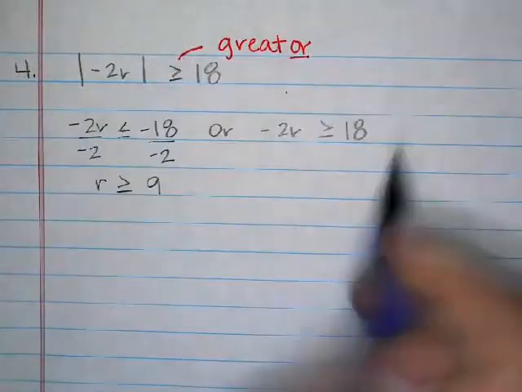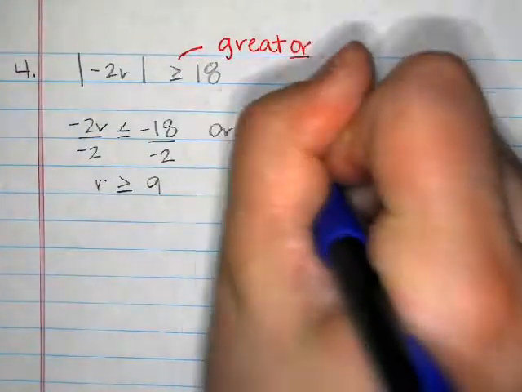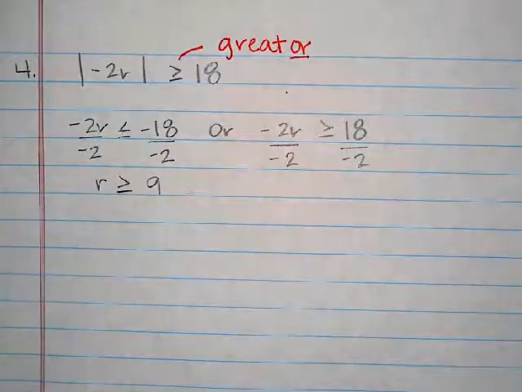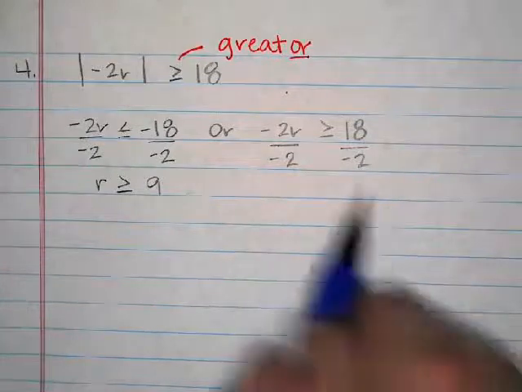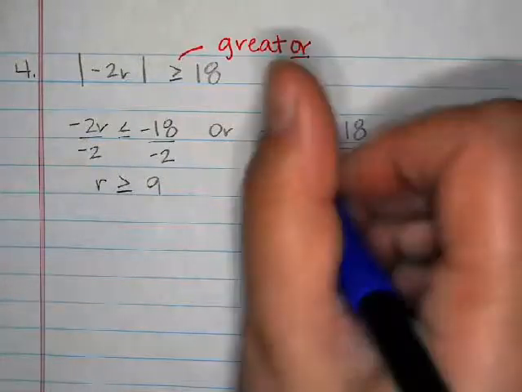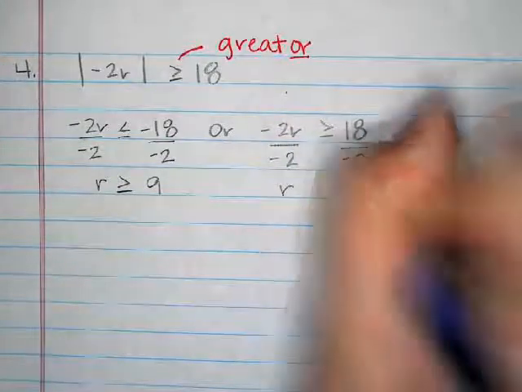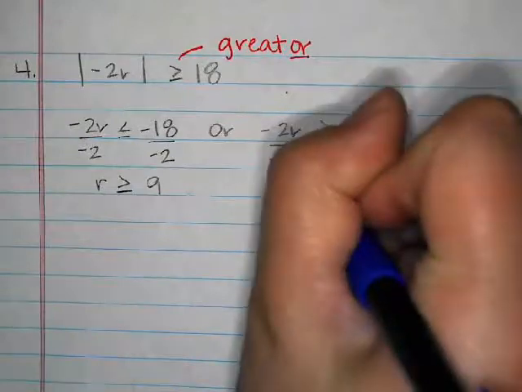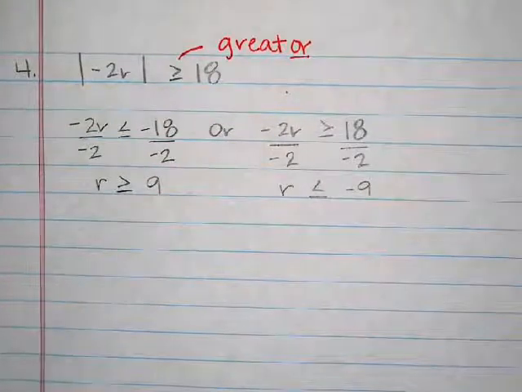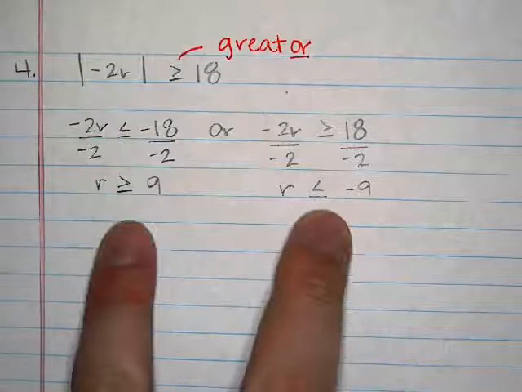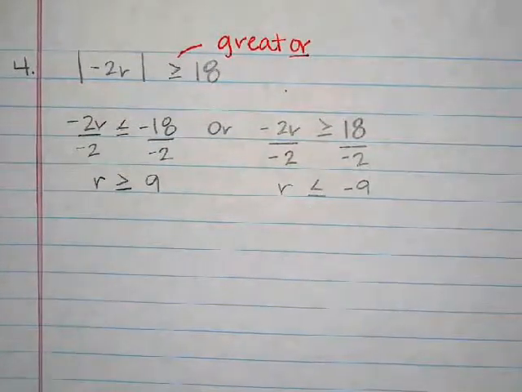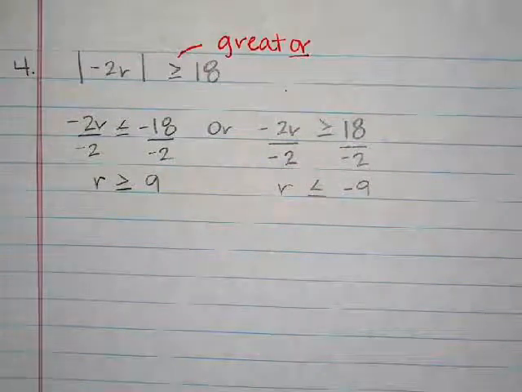Okay, positive 9. And then over here we're going to do the same thing. We're going to divide by negative 2. And 18 divided by negative 2 is negative 9. Okay, so r and negative 9, and then what do we have to do with the symbol? Switch it. Okay, so right now, because we had to switch the symbols when we did the problem, the arrows are pointing at each other, and we know they're not supposed to do that because this is an or problem. They should be pointing away from each other.